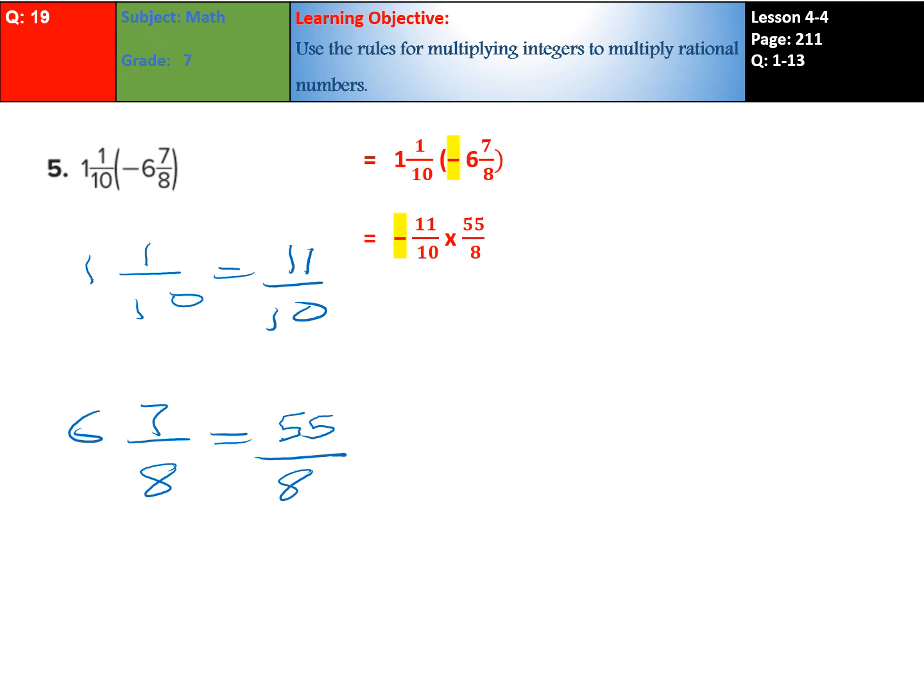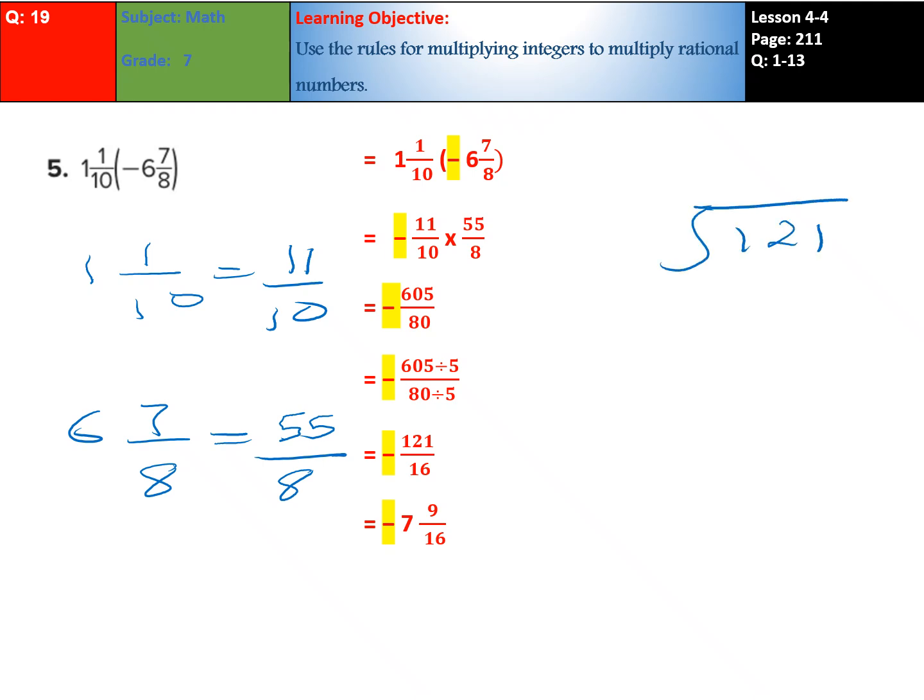So now multiply the numerator with numerator and denominator with denominator. If you know how to cancel, you can cancel them, otherwise multiply them. Now I can see both of them are divisible by 5. It will give you 121 over 16. Then do the long division. Here you will keep 121. Always the numerator goes inside. You will divide it with 16 and you will get this answer, 7 wholes 9 over 16.